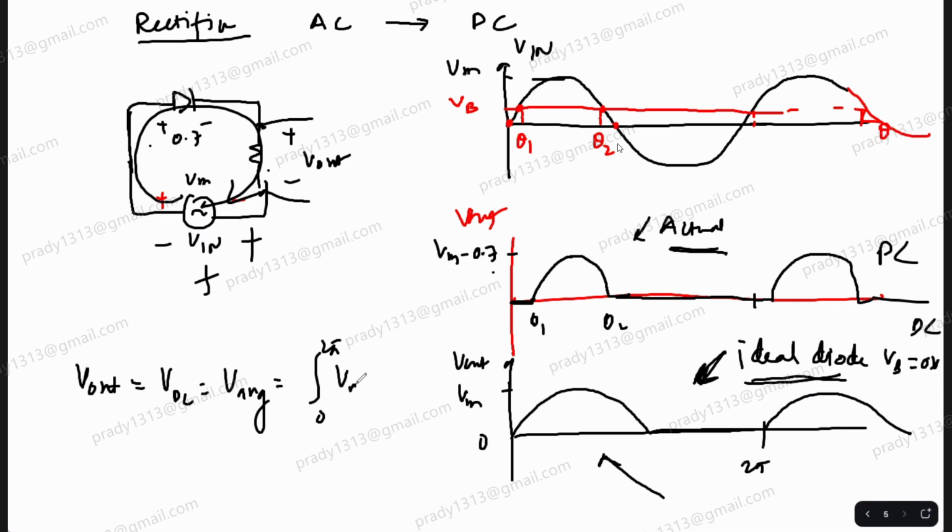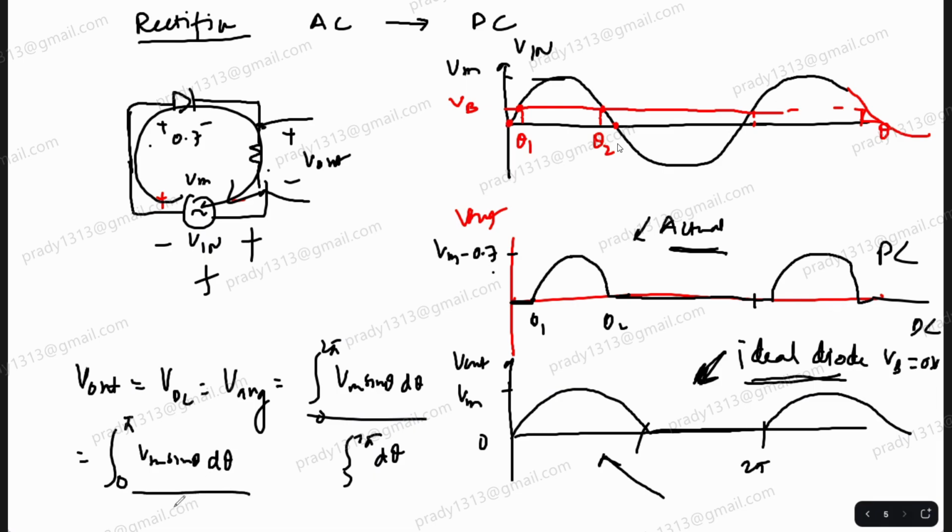The average is the integral from 0 to 2 pi of Vm sin theta d theta, divided by the integral from 0 to 2 pi of d theta. From pi to 2 pi the output is 0, so I can only integrate from 0 to pi, and the denominator will be 2 pi. Now you integrate it and tell me what is the answer.